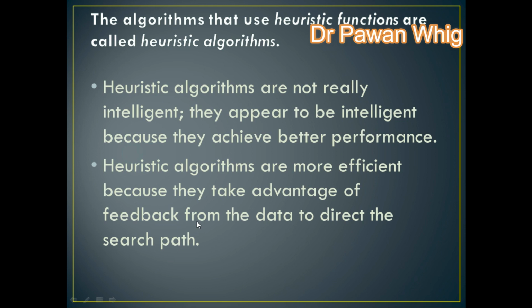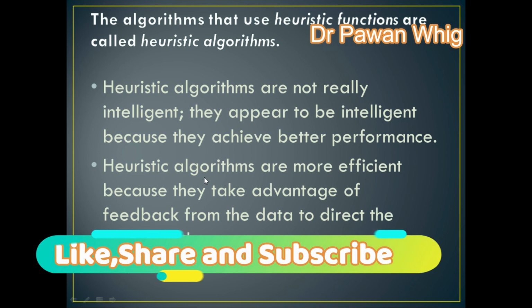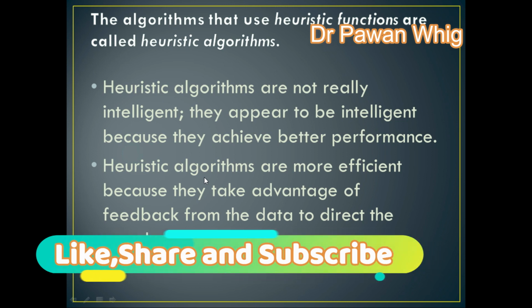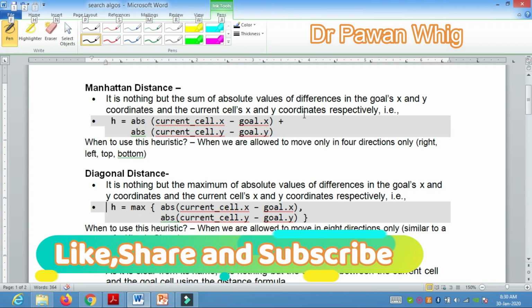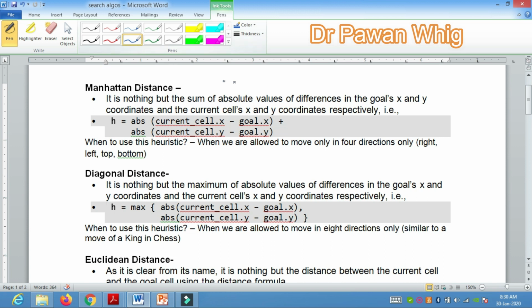Basically, before understanding what exactly the heuristic algorithm is, you should understand the basic distances, because without prior knowledge of these distances, you can't understand the heuristic algorithm. Heuristic algorithm is a kind of search algorithm in which we have different ways of measuring distance. So first of all, you have to understand the different kinds of distances.